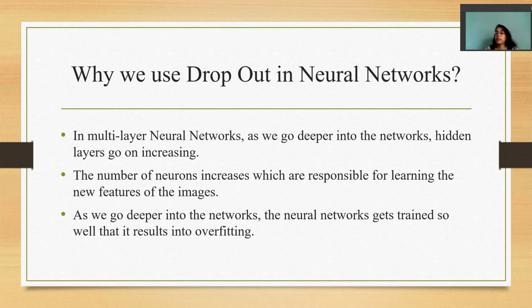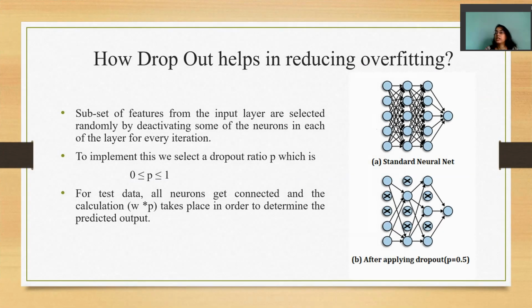So now how do we use this dropout in order to reduce overfitting? Before going to this, I am going to tell you what dropout is in neural networks. Now you can see here that this is the standard neural network. This is the input layer consisting of 5 neurons, and the second layer is the hidden layer consisting again of 5 neurons, and the last layer is the output layer. So this is the standard neural network.